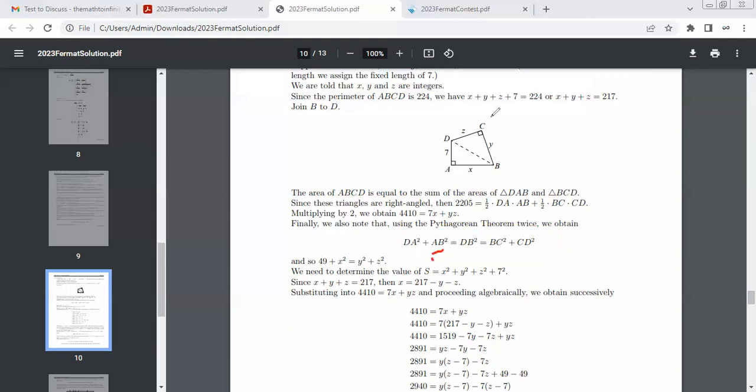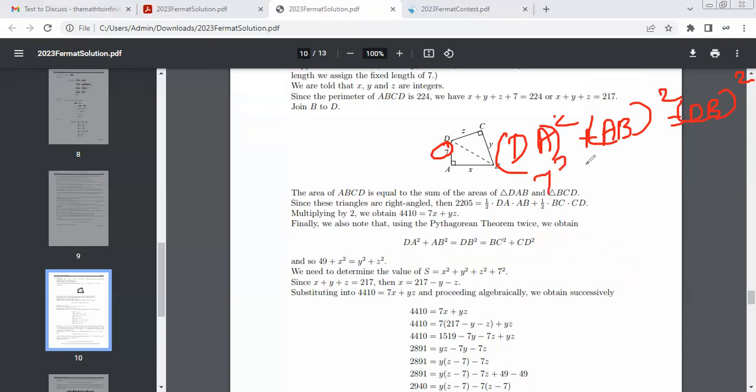DA square plus AB square is equal to DB square. And what is DA? DA is 7. And what is AB? It's x. And DB is going to be DB only. Right? And what about this? BC square plus CD square. It's going to be y square and z square, right?